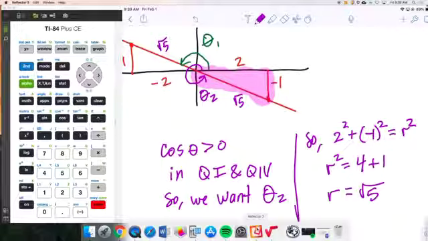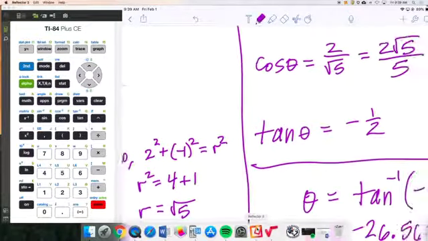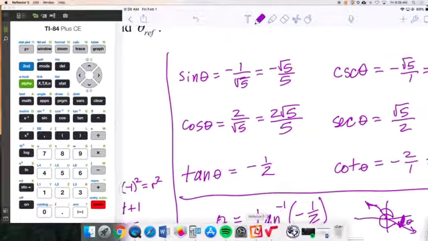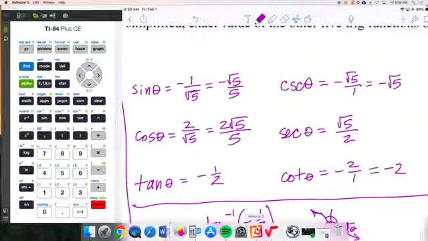So now that we have the right signs on the correct x's and y's, now it's just a matter of listing the ratios. So I did that right here real quickly. Pull them off the triangle. Sine is -1 over the square root of 5, but you got to rationalize. So when you multiply by square root of 5 over square root of 5, you get -square root of 5/5. Cosine, again, you rationalize. You get 2 square root of 5/5. Tangent ends up being -1/2.